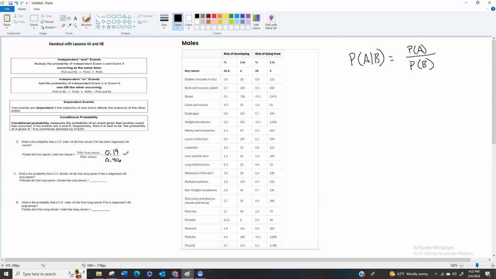So we're going to divide those, and you just want to grab your calculator. There's no way to really do that in your head. So do 0.19 divided by 0.416. And that comes out to be approximately 0.4567. So if I round that to the third decimal, 0.4567 would round to 0.457.